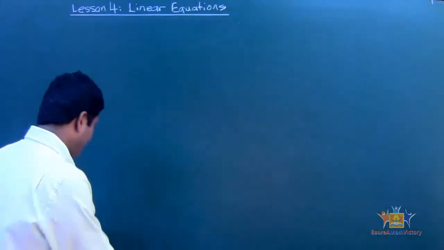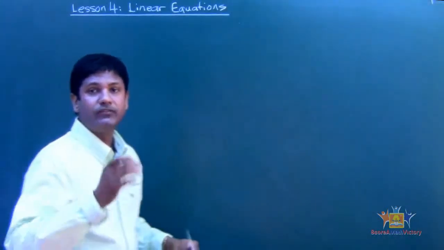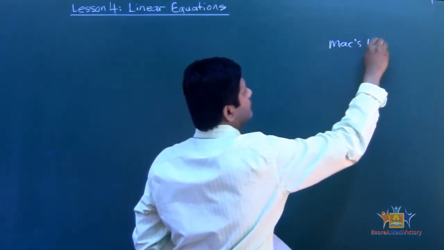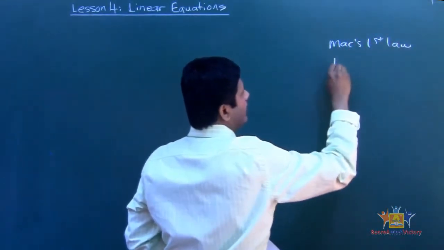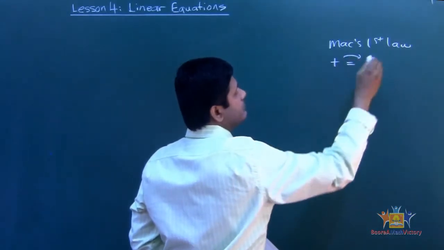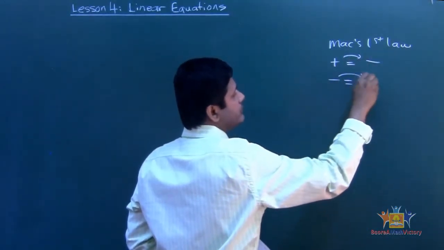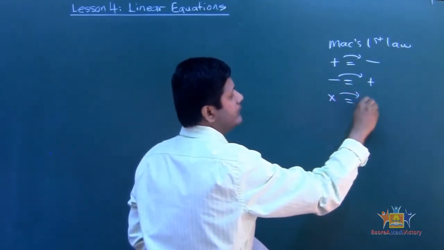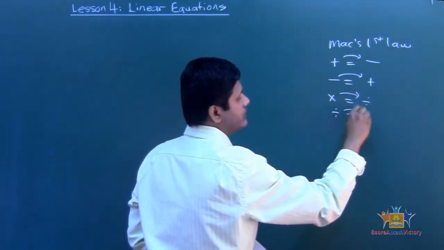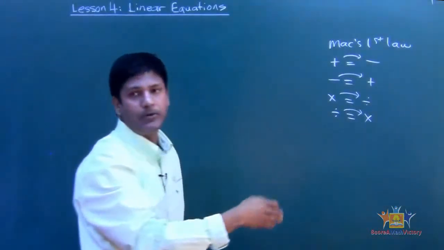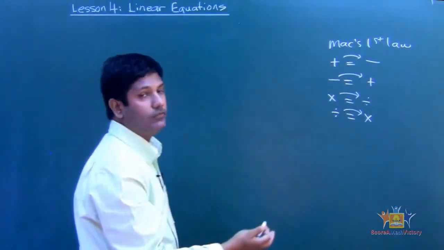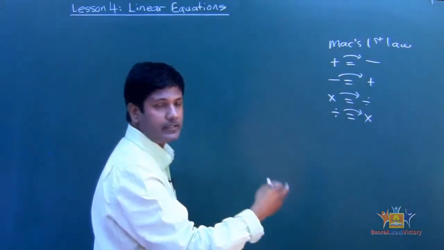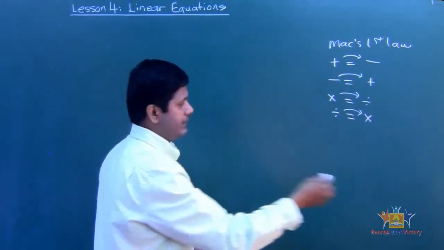Now, the key thing is, let's put down Mac's first law. What is Mac's first law? Mac's first law says plus crossing the bridge is minus. Minus crossing the bridge is plus. Multiplication crossing the bridge is division. Division crossing the bridge is multiplication. So it's very important, okay? You need to know the conversion from plus and minus crossing the bridge, and multiplication and division crossing the bridge. And then let's draw the diagram.